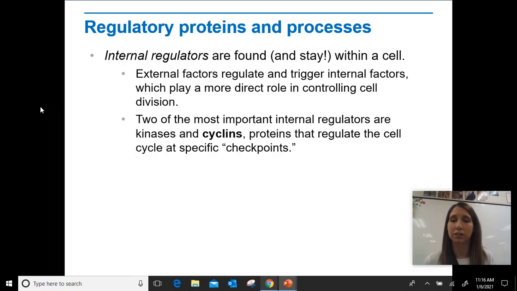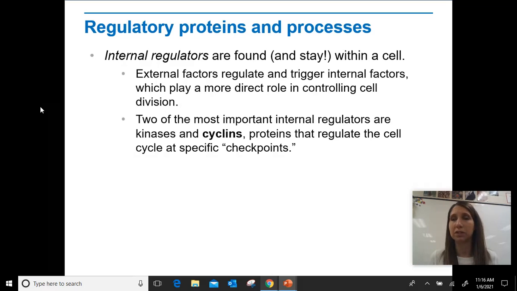So internal regulators are almost always proteins. The two most important protein regulators that are going to be active inside of a cell are called kinases and cyclins, all right? And kinases are actually more appropriately called cyclin-dependent kinases, but here we just have the word kinases. These are both proteins that help to function like stoplights in the cell cycle. So they're going to be what actually tells a cell to stop as a result of something happening on the outside. They would be what tells a cell to continue moving through the pathway.